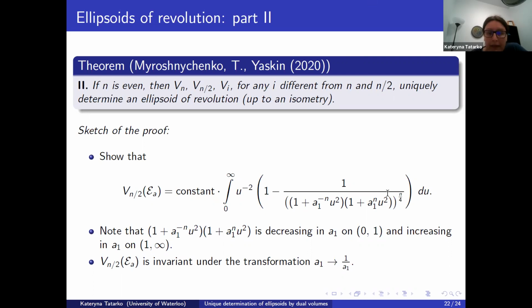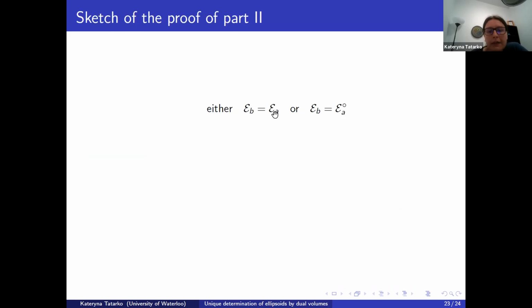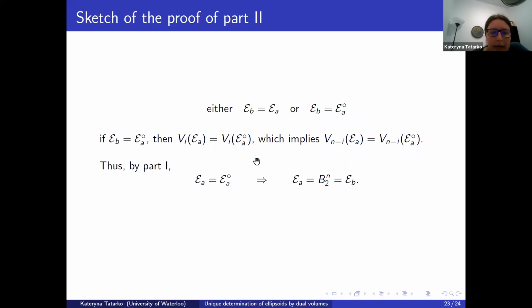So in fact, we're in the following situation. Either these two ellipsoids are the same from the start, which completes the proof, so then we are done, or they will be polars of each other. So what if they are polars of each other? If they're polars of each other, then we still have the last relation. We still know that the ith intrinsic volumes of the ellipsoid and its dual are the same. But this condition implies that the polar relation is also true, that the n minus ith intrinsic volumes of this ellipsoid and its polar are the same.